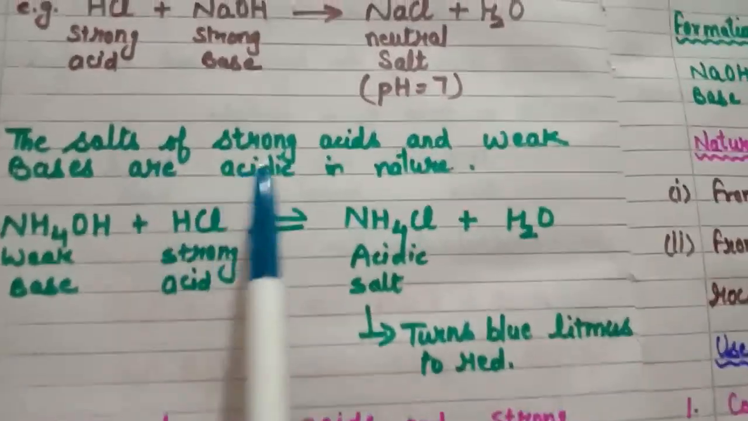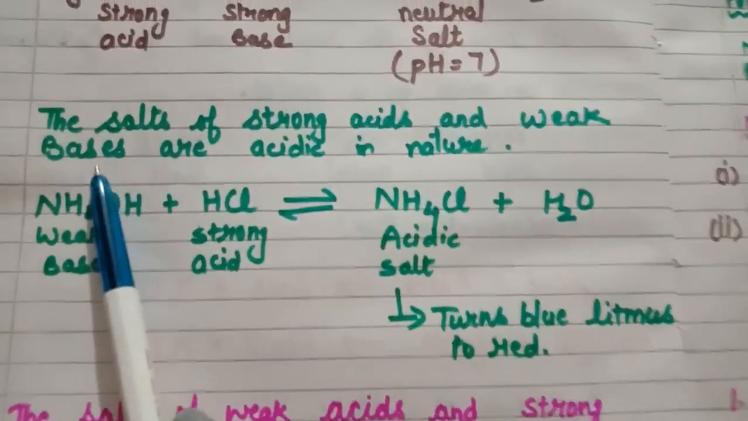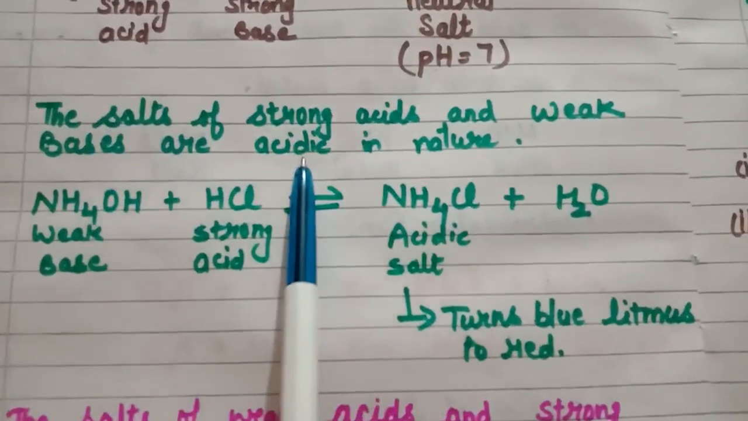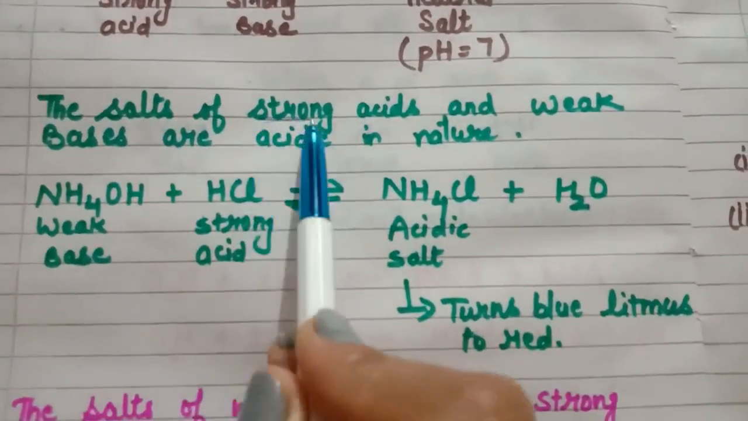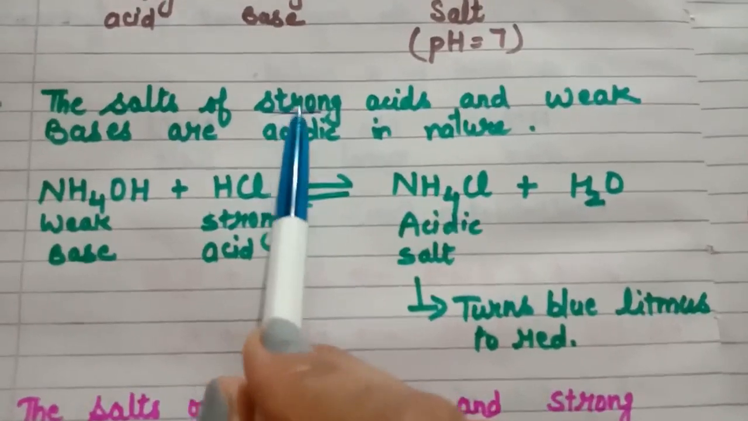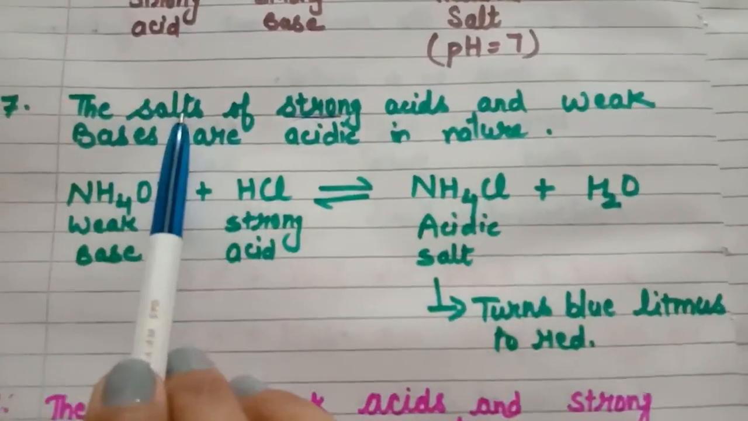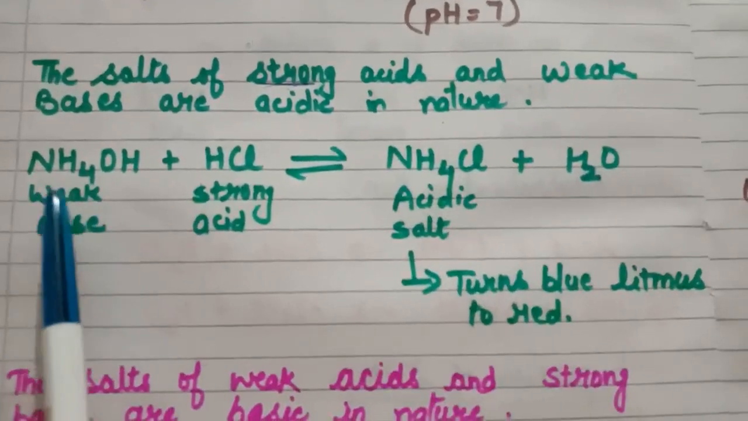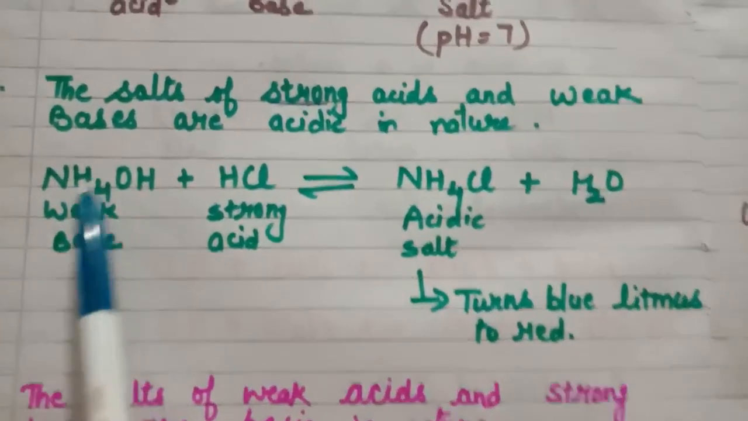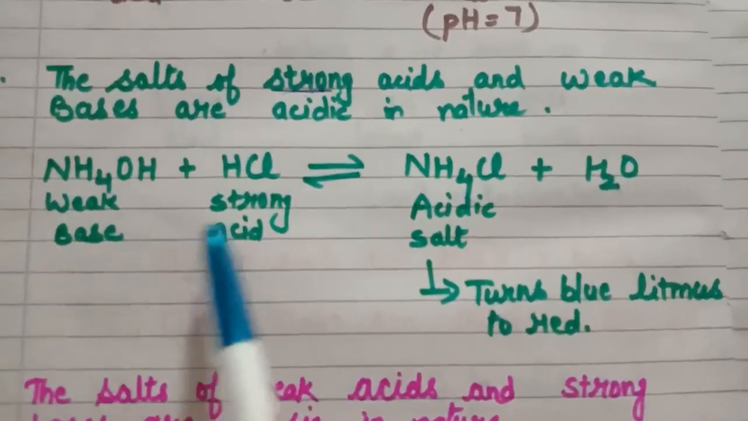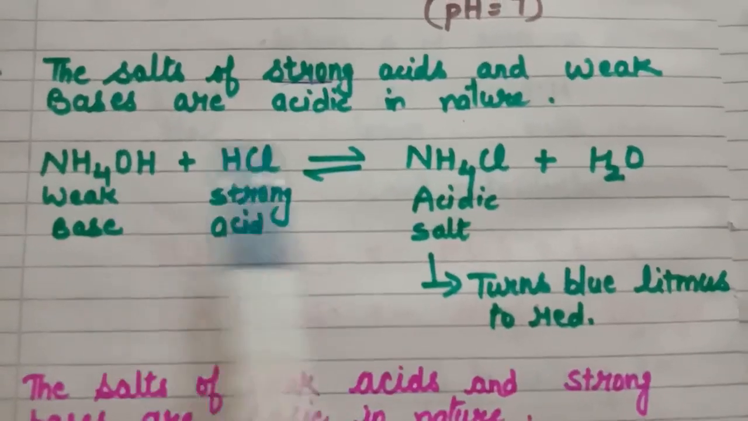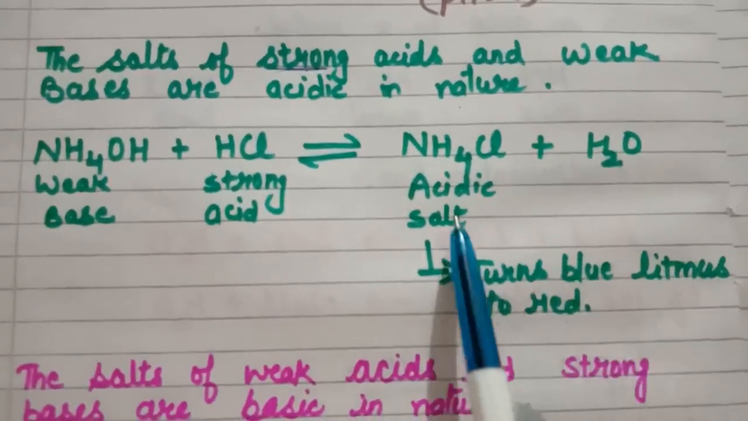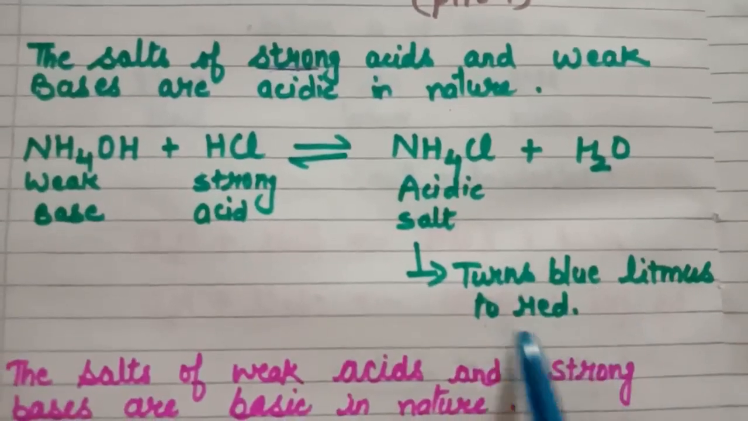Similarly, if we take a strong acid and a weak base, then the salt will be acidic in nature. That means the strong one has its power, so it shows in its salt. If the acid is strong, then the salt is also acidic. So here is an example: NH4OH, ammonium hydroxide, is a weak base, but it reacts with a strong acid HCl to form NH4Cl, an acidic salt that turns blue litmus to red. As it is acidic in nature, it will turn blue litmus to red.